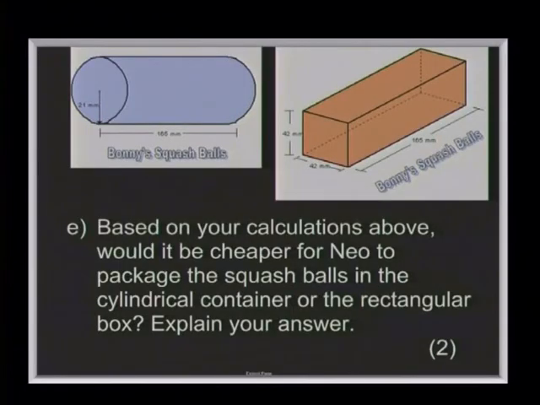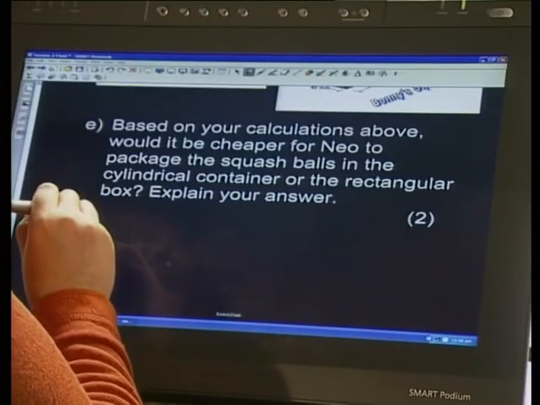Based on your calculations above, would it be cheaper for Nail to package the squash balls in a cylindrical container or a rectangular box? And explain your answer. Now, what are we dealing with here? We've dealt with surface area and we've got our two answers. So let's actually write out our two answers. So we had our cylinder.